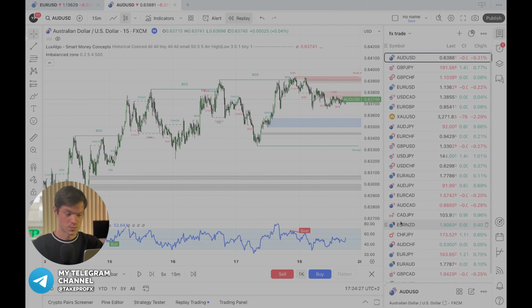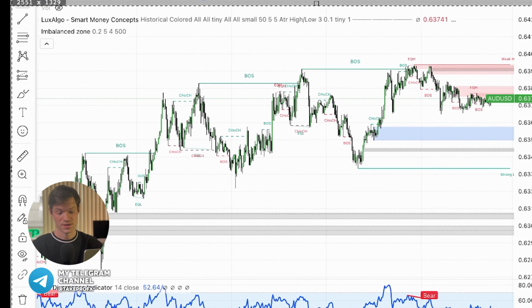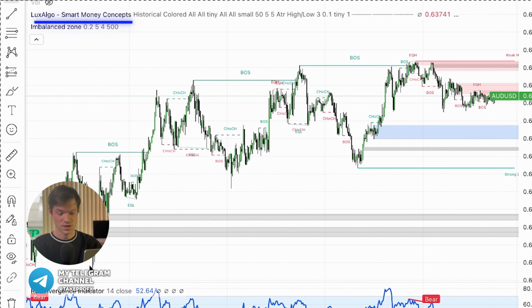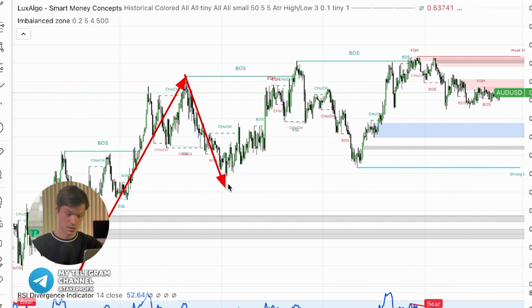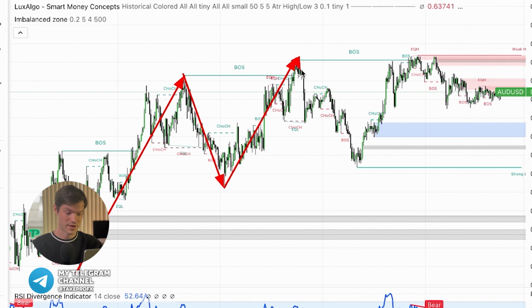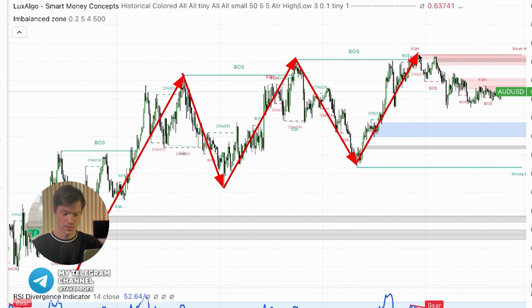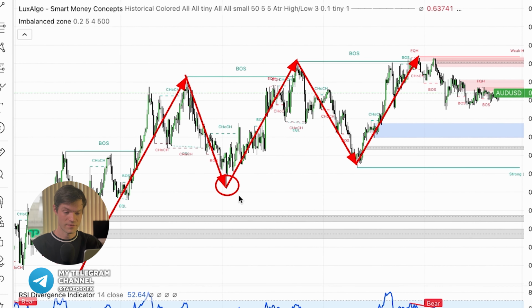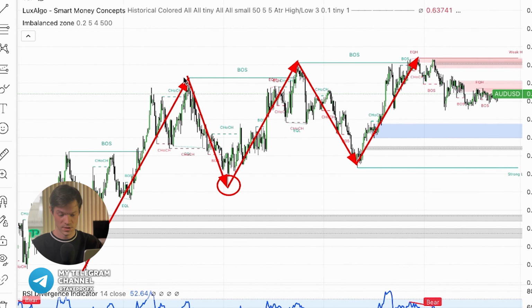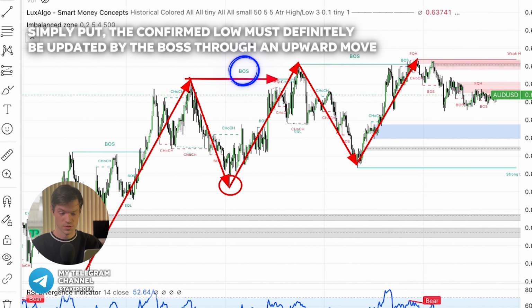Here we have an almost perfect uptrend. It is perfect because the concept of smart money implies a constant update of maximums and a constant increase of minimums. That is, after each of the minimums, we have a new maximum and all these minimums are confirmed. A confirmed minimum differs from an unconfirmed minimum in that after we have formed a minimum, the next upward movement must necessarily update the top.